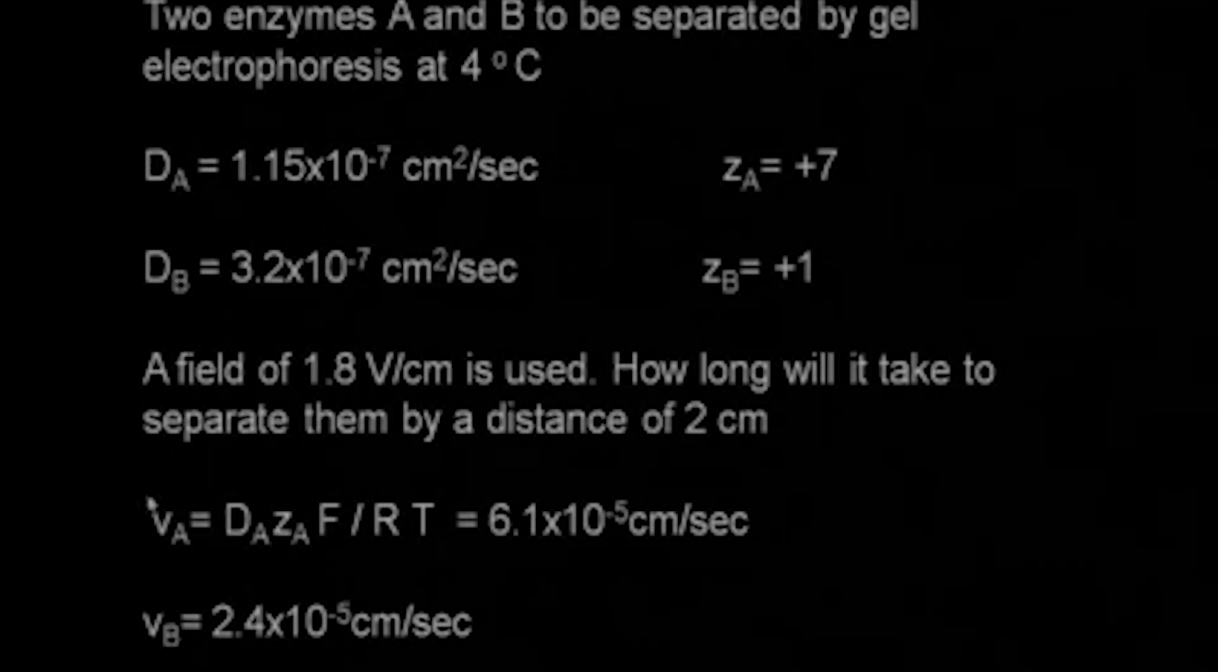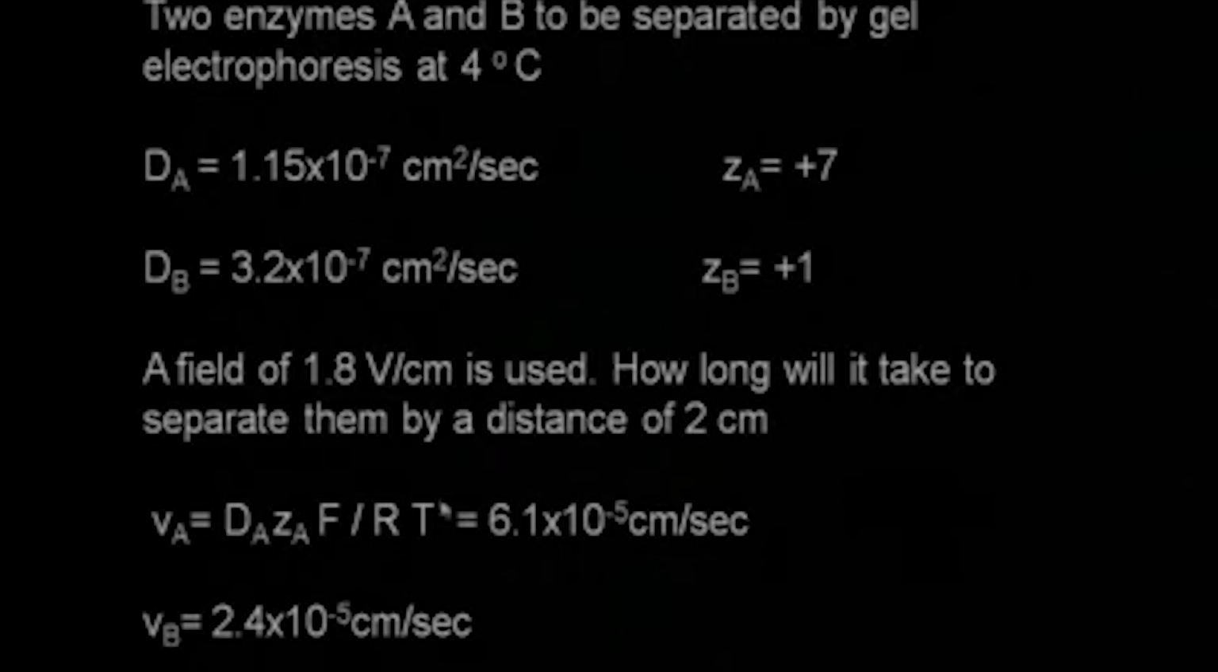So now I can calculate velocity A. I know dA, I know the charge ZA, I know the Faraday constant, I know RT, so I can get VA, agreed. For VB you have dB, ZB, F, R, T, so I get VB. Now this protein is going at a velocity of 6.1 times 10 to the power minus 5 centimeters per second, and this protein is going at 2.4 times 10 to the power minus 5 centimeters per second.